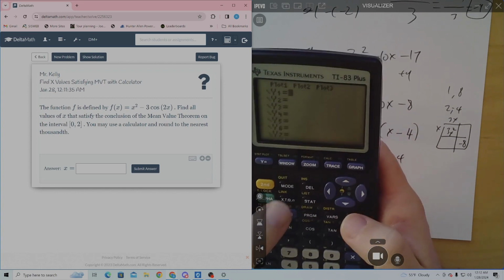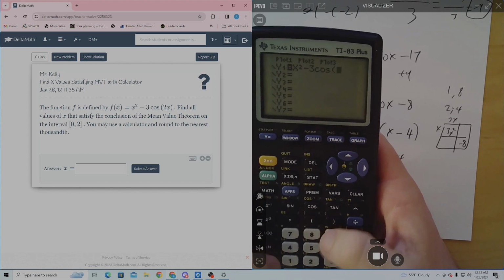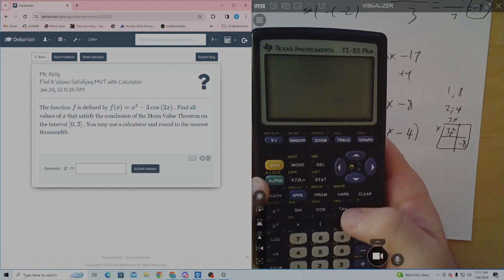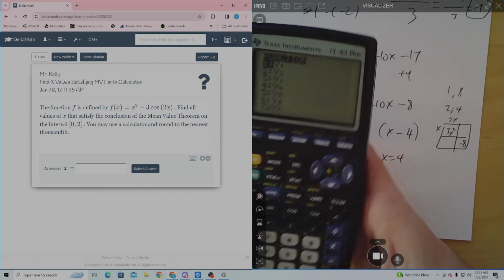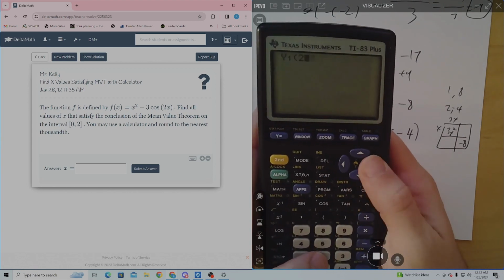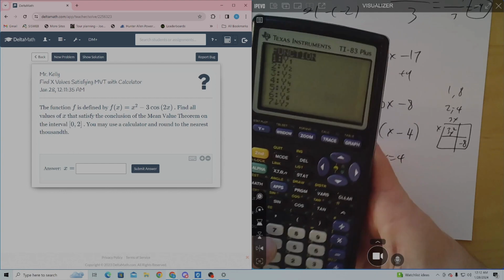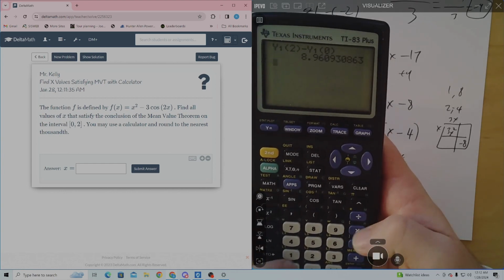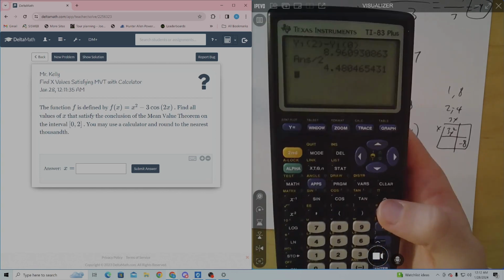No days off here. X squared minus 3 cosine 2x. You got to get the AROC first. So AROC is function y1 of 2 minus function y1 of 0, divided by 2. What's my AROC?